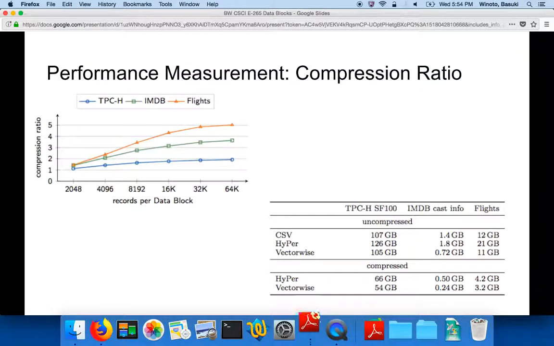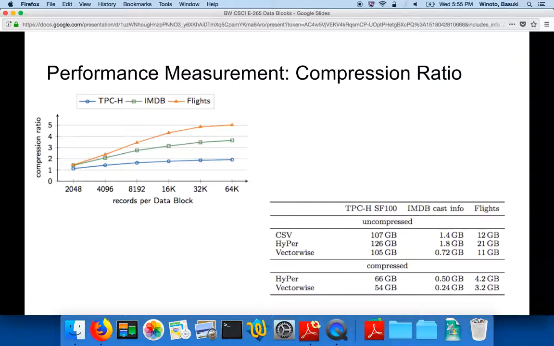Right? And then if we see the compression ratio on the three different scenarios or three different data sets, the first with TPCH, the green one with IMDb data, and the third one with the flights data. These are the three data sets being used to measure the compression ratio. Now, the compression ratio certainly increases with the amount of records in one data block.